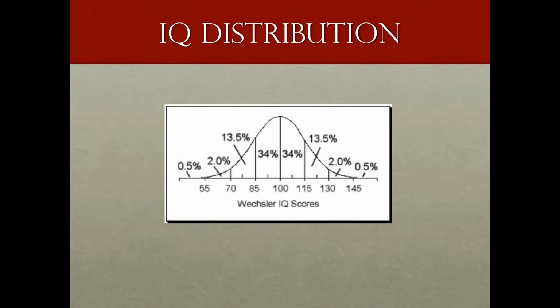One standard deviation below the mean would be 85. One standard deviation above the mean would be 115. So 68% of people have an IQ between 85 and 115. Between 70 and 130, approximately 95% of the people. And from 55 to 145, we have 99.7% of IQs.